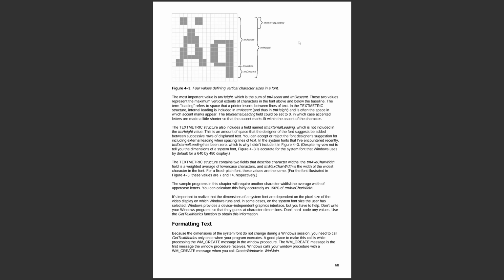The text metric structure also includes a field named TM external leading, which is not included in the TM height value. This is an amount of space that the designer of the font suggests be added between successive rows of displayed text. You can accept or reject the font designer's suggestion, including external leading, when spacing lines of text.